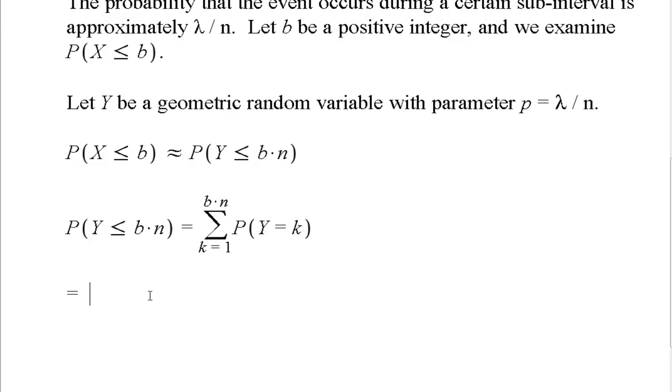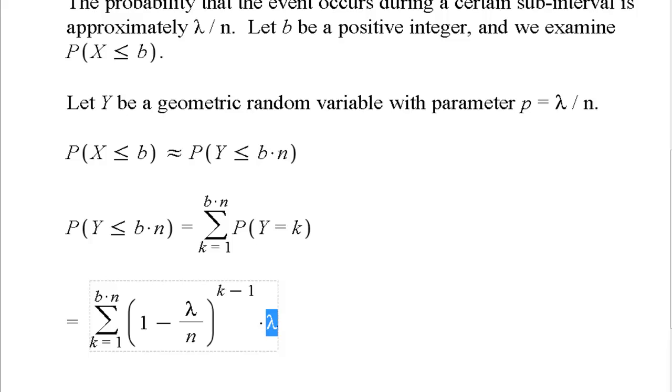Okay, so we have this formula, and what I'm going to do is plug in the formula for the distribution of a geometric random variable. And that is 1 minus p. Now in this case, p is lambda over n, so I'll put in lambda over n: 1 minus lambda over n to the power of k minus 1 times lambda over n.